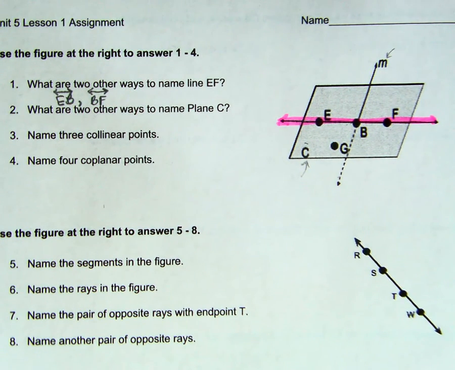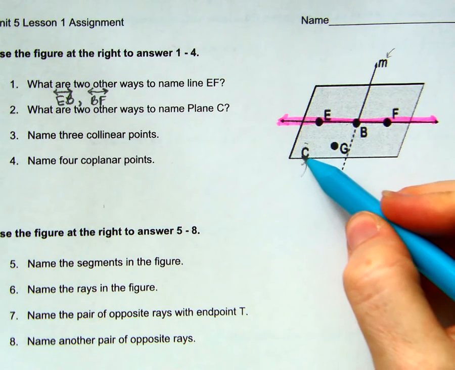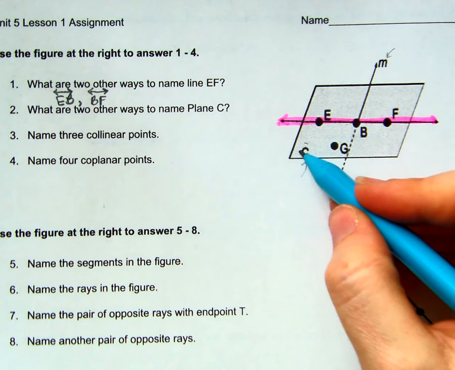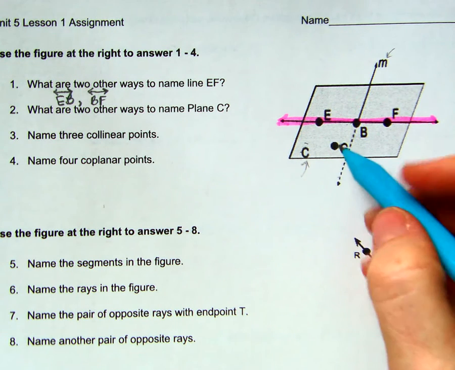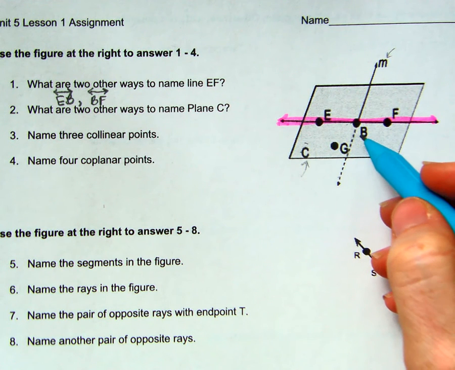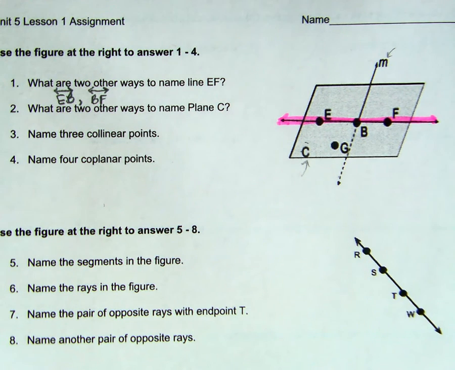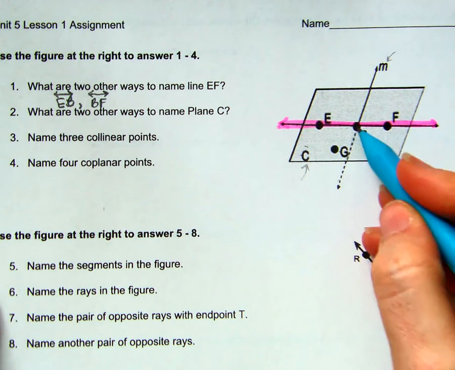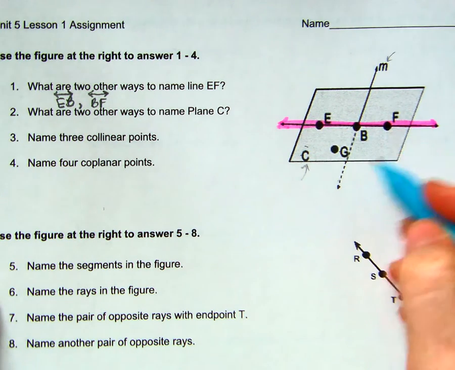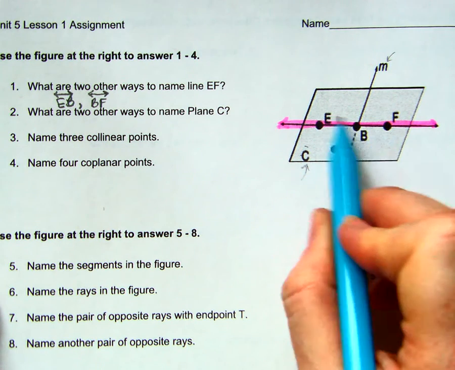Number 2 says, what are two other ways to name plane C? So here's plane C. You can see here the whole plane. And so we name a plane with 3 letters not on the same line, or 3 points not on the same line. This particular plane has 4 points that we can see, E, G, B, and F. So I want to do any 3 of these points so long as they're not E, B, and F, because those are all on the same line.